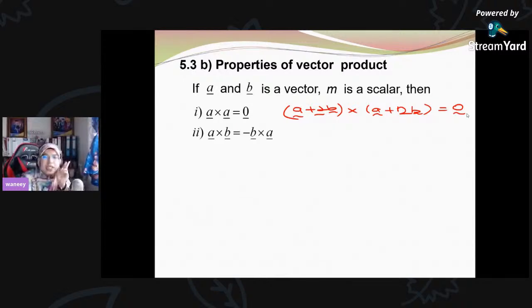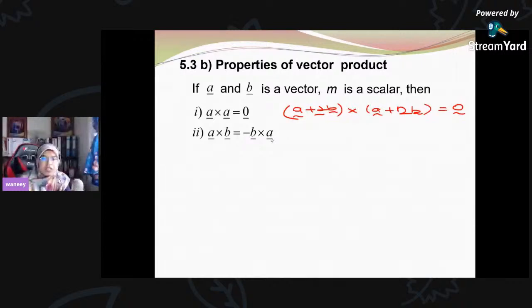The second property is that if we have A cross B, that is actually equal to the negative of B cross A. So that means we are changing the direction. So this is A cross B. So A cross B going up, B cross A is going down.